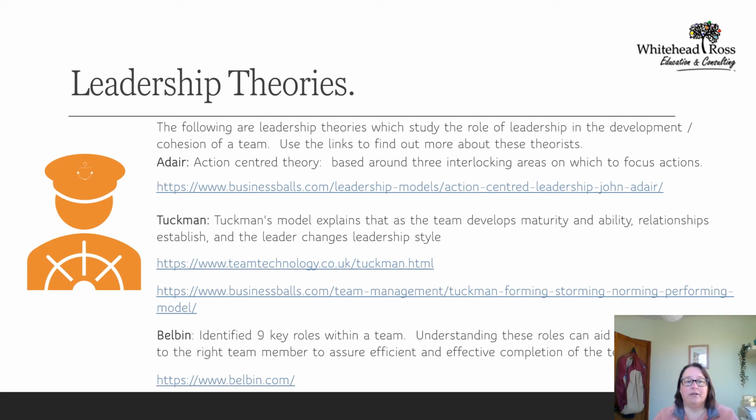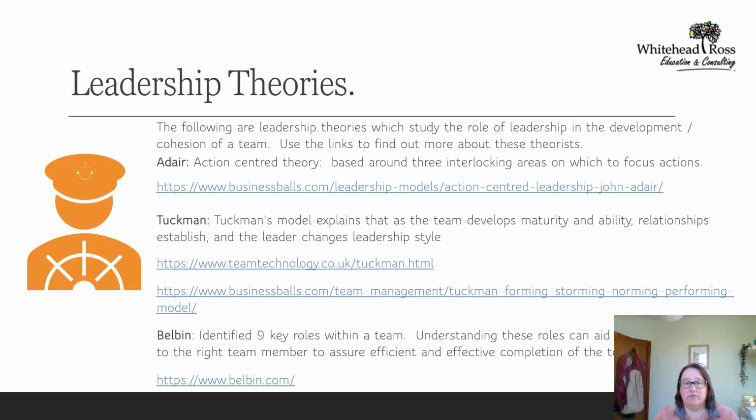So give the right roles to the right people. Make sure that there's, you know, cohesion between the team. If there's friction occurring, how do you work out the friction, eliminate the friction or reduce it? All of those sort of things. All right, so that's Adair's 3 interlocking areas.